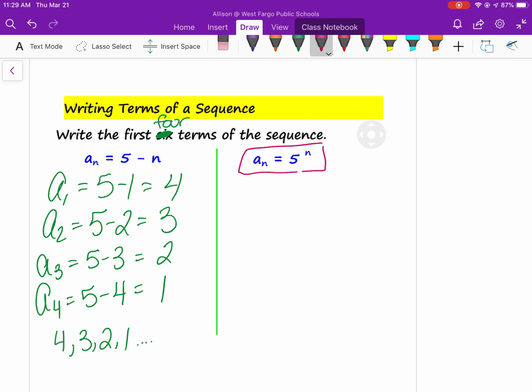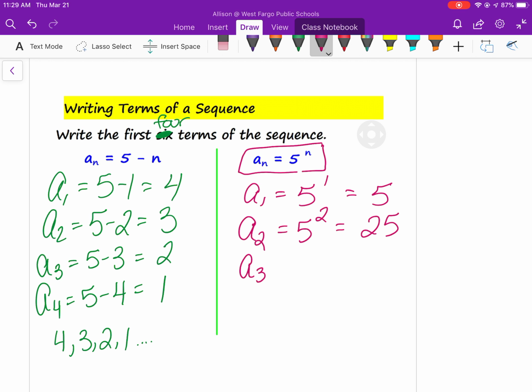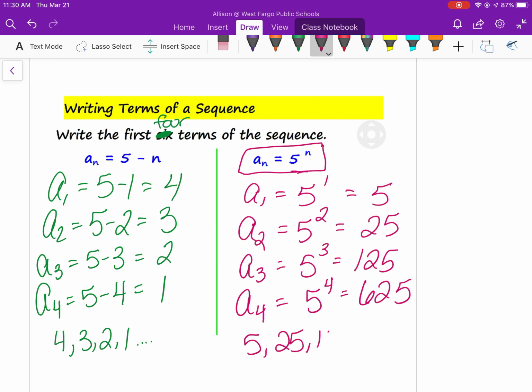So if this one is my general rule over here, if I just find my first term, again, by plugging in 1, 5 to the first is 5. Second term, a sub 2, plug in 2 for n, 5 squared is 25. Third term, plug in 3, 5 to the third power is 125. And a sub 4, 5 to the fourth power is 625. So the first 4 terms, using this general rule, would be 5, 25, 125, and 625. And I could continue to find more terms if I'd like.